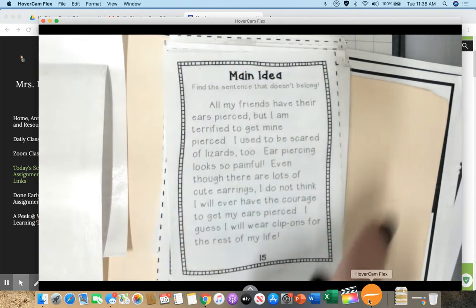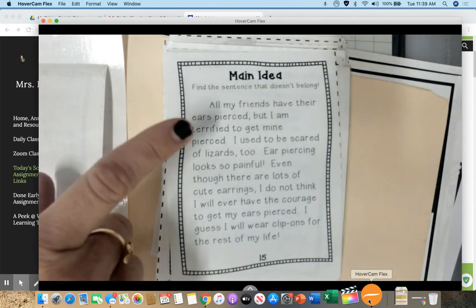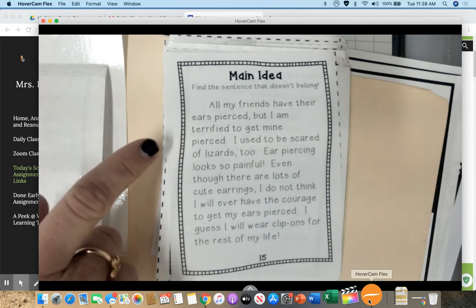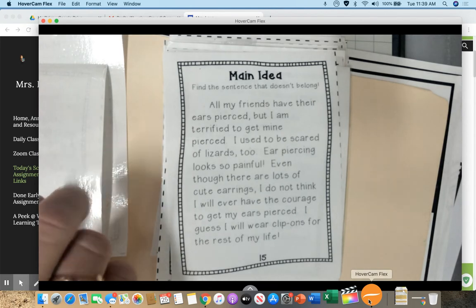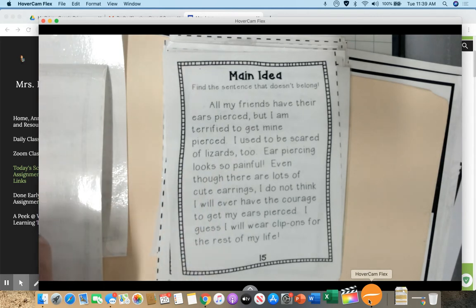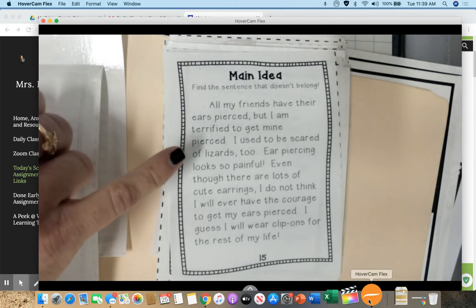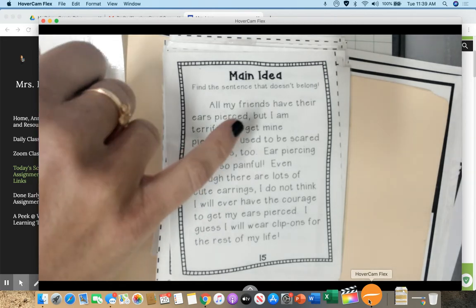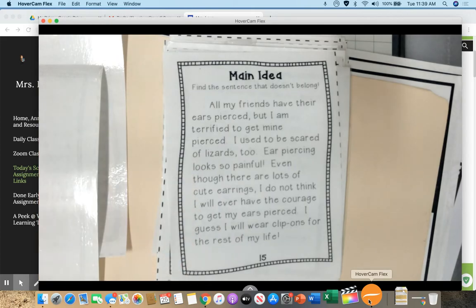So what's the main idea of this passage? The main idea is that she is scared to get her ears pierced. Knowing that that's the main idea, which sentence doesn't belong? See if you can find it. The sentence that doesn't belong is, "I used to be scared of lizards too." That has nothing to do with the main idea.